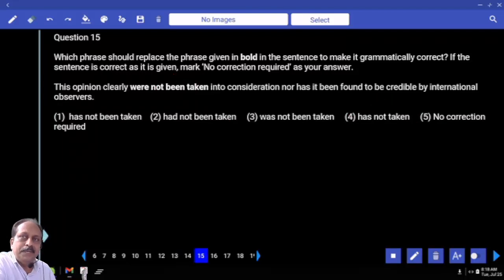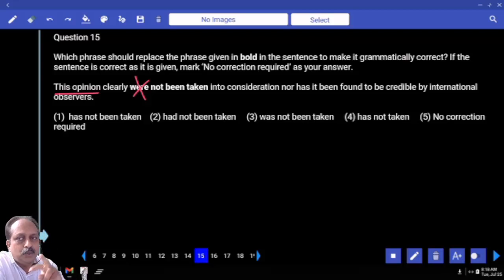Question number 15. This opinion clearly were not. What is the subject here? Underline the word opinion. Singular or plural? Singular. Can you use were? Has not been taken, hold the first option. Had not been taken into consideration, nor has it been found to be credible by international observers.